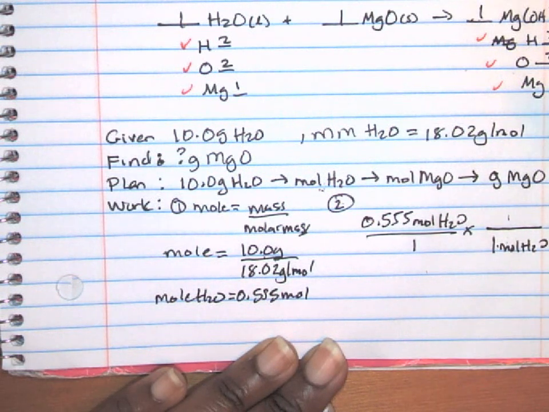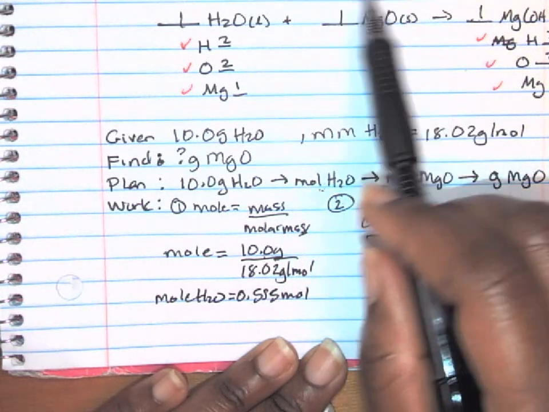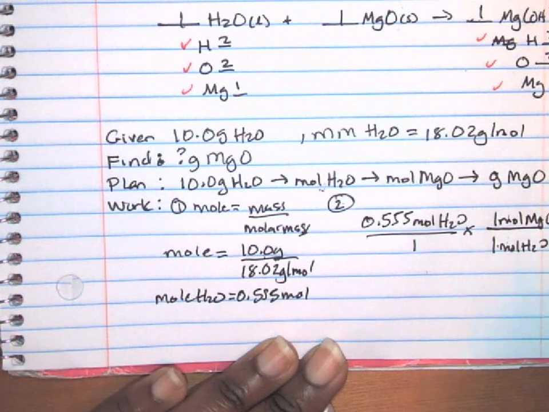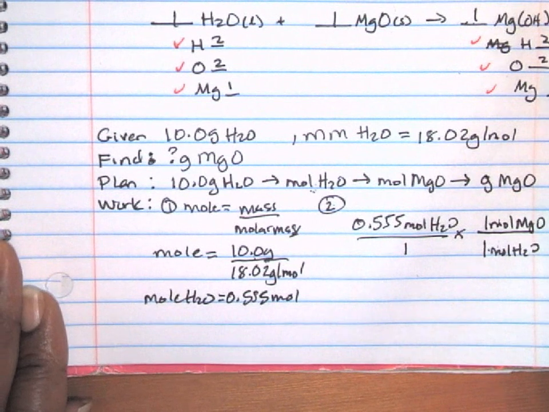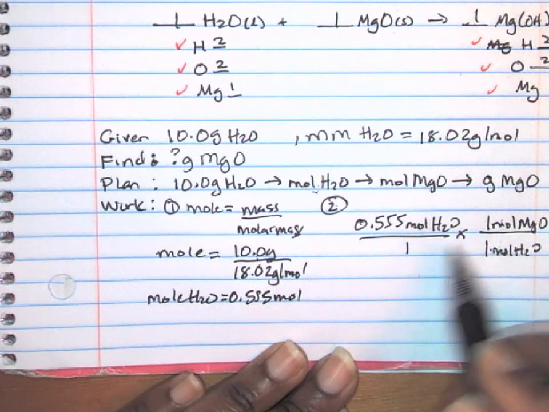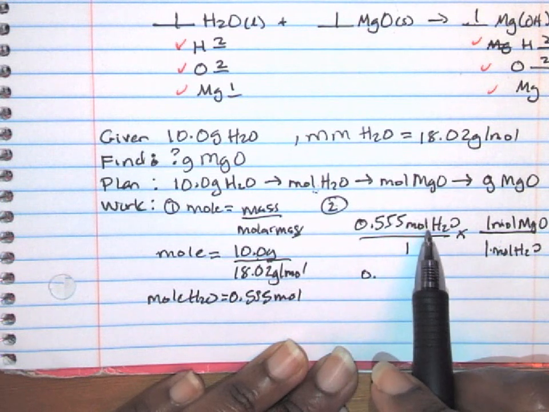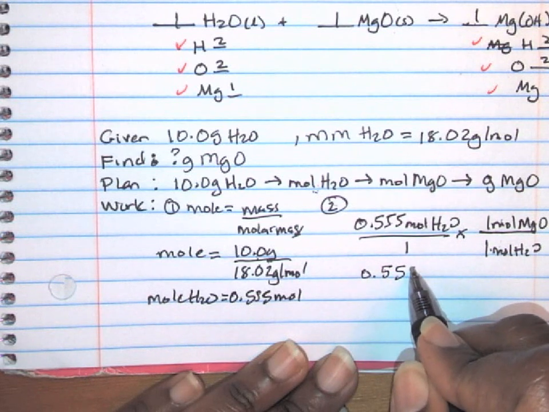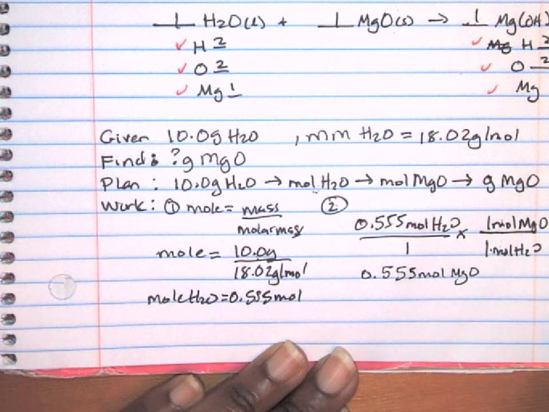And then what I'm trying to find is magnesium oxide, so the part of the equation that has it goes there. Remember, they have to be opposite to cancel. I want to cancel out the waters. The math is easy once again. That's 0.55 times 1, essentially. So 0.55 moles of water needs 1 mole of magnesium oxide. That's my answer for step 2.